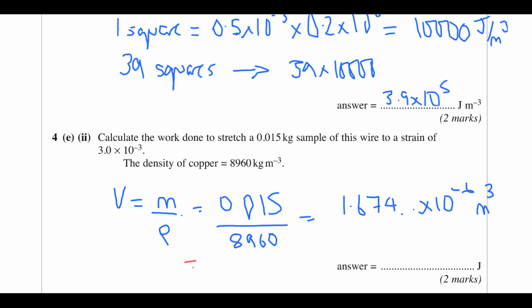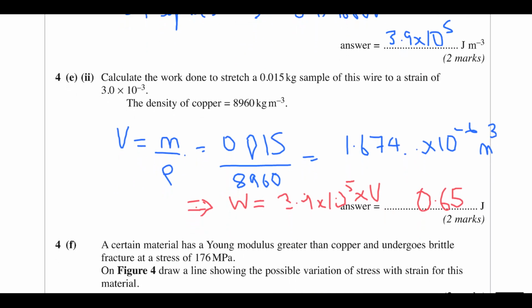So then the work done is going to be our value from above, so 3.9 times 10 to the 5, times by that volume we've calculated. So let's do that. And we end up with a value of 0.65 joules there for the whole sample.